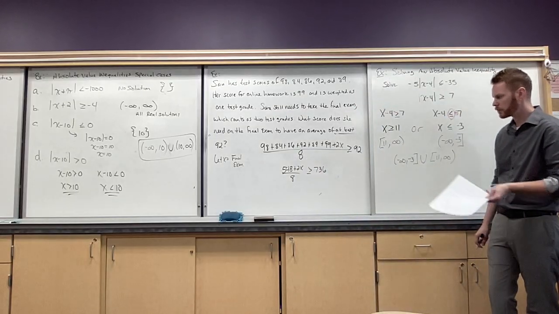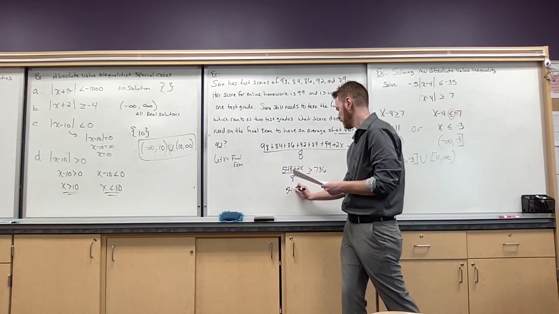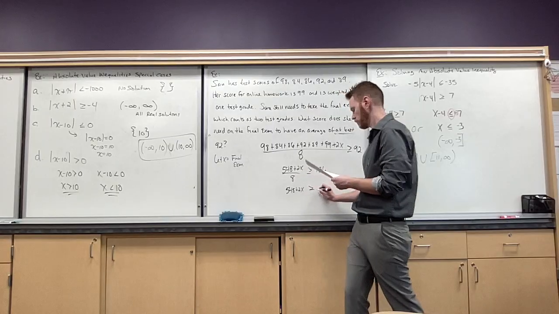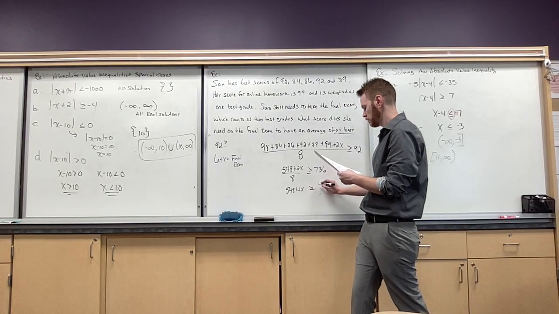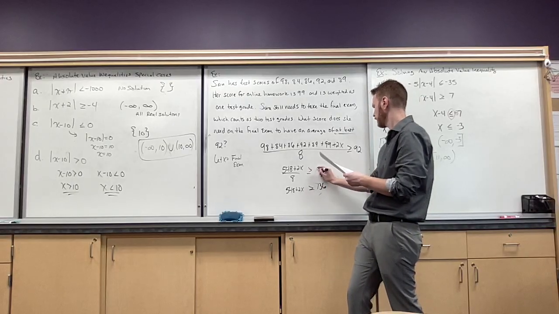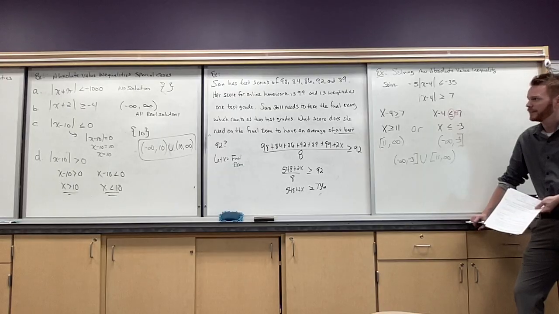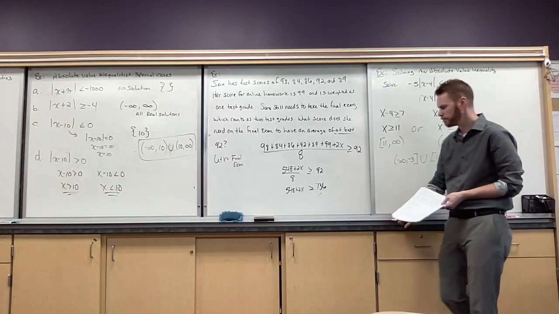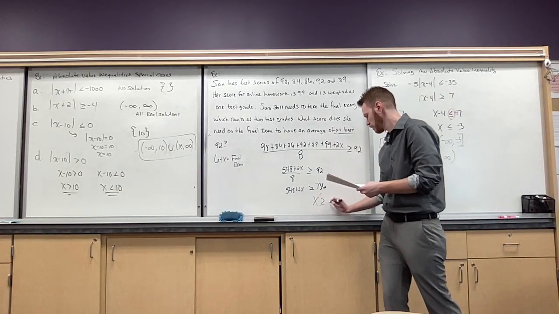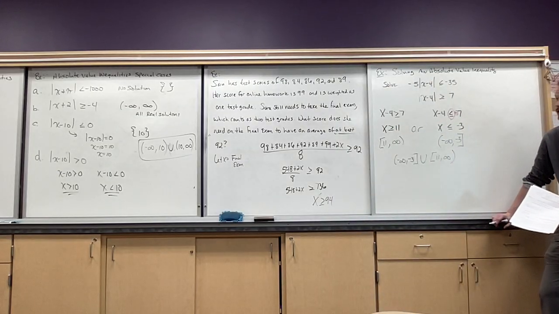Now to get rid of the fraction, multiply both sides by 8. Okay, so we get 548 plus 2x greater than or equal to, well, yeah, I can't copy down things right anyway, can I? Sorry, that's a 92 and that's a 736 there. It's a Monday. Definitely a Monday feeling. So we'll subtract the 548, divide by 2. And her final exam grade has to be 94 or larger than that.